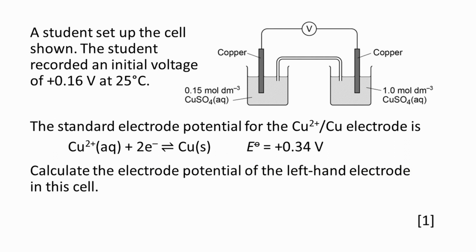Here's the next part of the question. The standard electrode potential for the Cu2+ | Cu electrode is plus 0.34 volts, and we're given the reduction half equation. Calculate the electrode potential of the left-hand electrode in this cell.